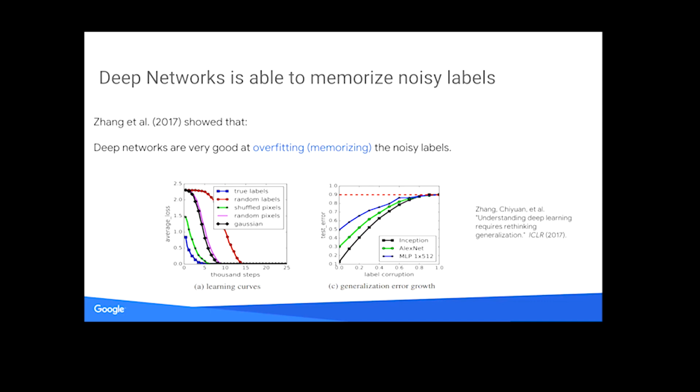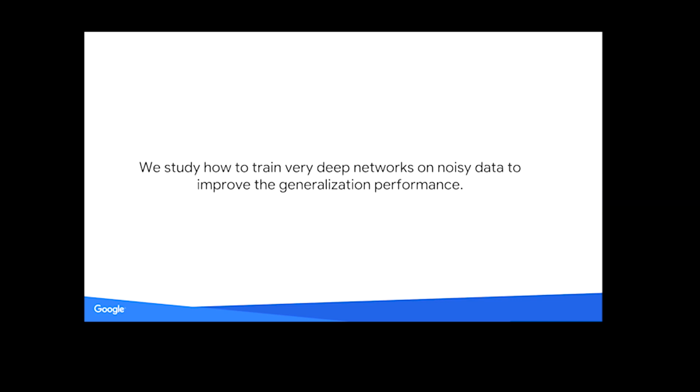The reason is probably that the deep network is memorizing the noisy labels instead of learning some meaningful representation. This actually creates a very serious problem if you think about it. On one hand, we need big data to train very deep networks. On the other hand, these deep networks can be sensitive to the noise in this big data. That motivated us to study how to train a very deep network on noisy data to improve the generalization performance.